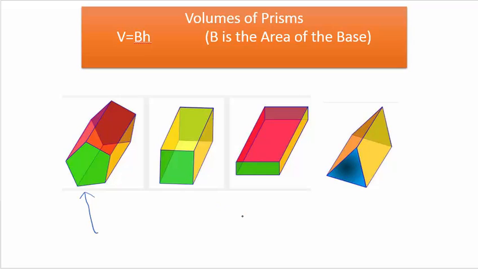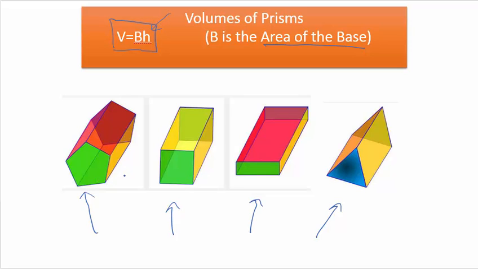The next one over would be a square based prism. This would be a rectangular based prism, and this is a triangular prism. Now, to find the volume of prisms is very easy. You just simply use that formula right there. Capital B stands for the area of the base, and then you take that area of the base and multiply it by the height of the object to find the volume.